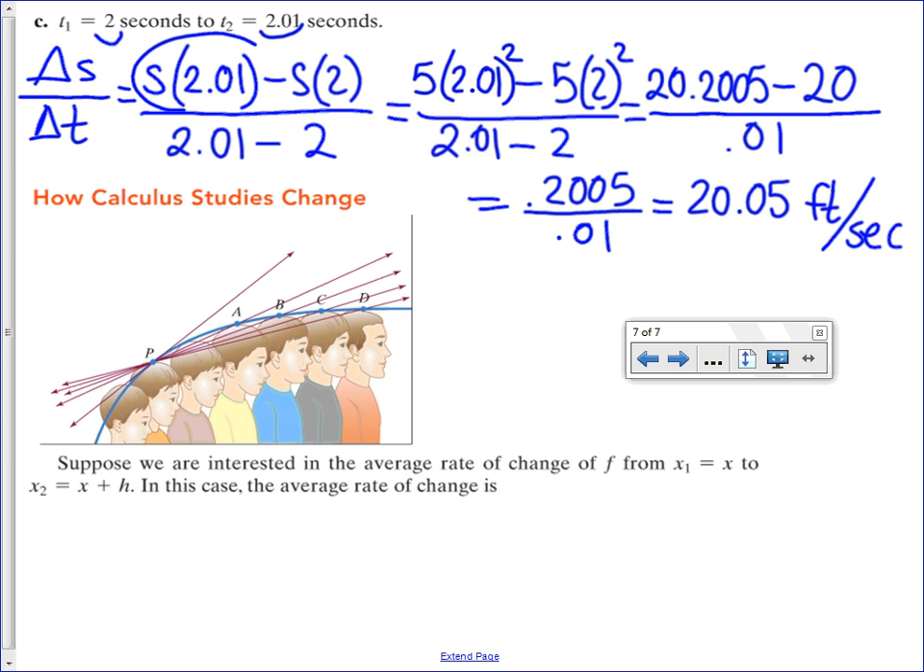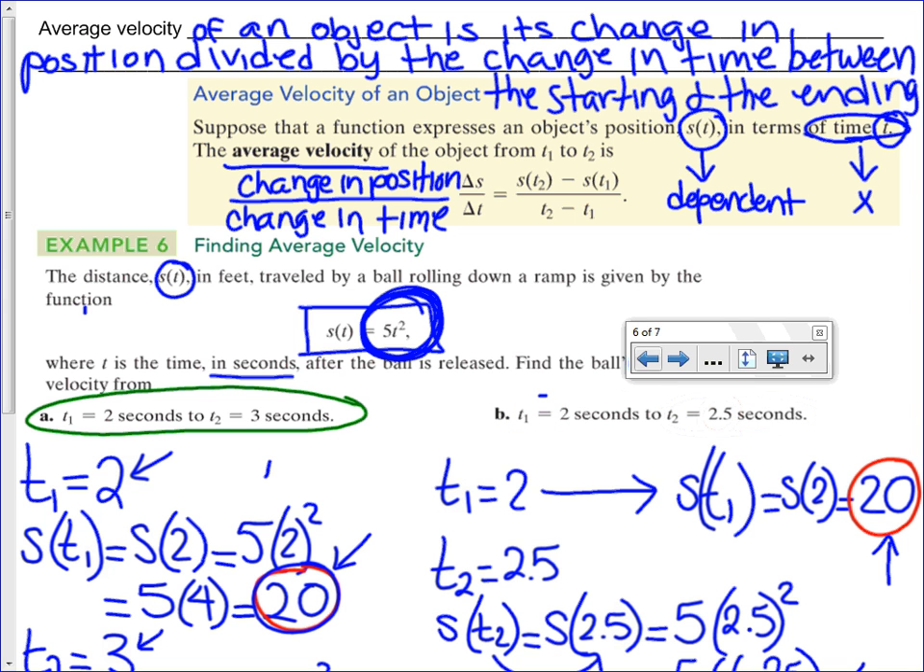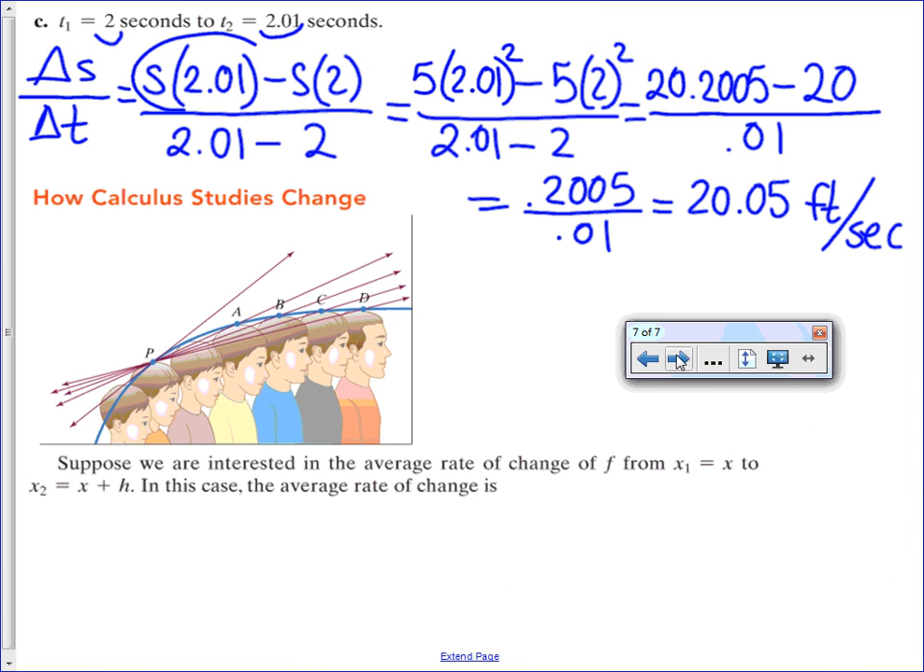And so that is the end of the problems. Now, I would like to just make an observation here. You notice the first problem that we worked on, we went from 2 seconds to 3 seconds. So the time difference was 1 second. Part B, we went from 2 seconds to 2.5 seconds. So the time difference was half a second, or 0.5 seconds. Now, if we look at part C, we went from 2 seconds to 2.01 seconds. And so for that one, the time difference was only 0.01 seconds. So if you notice, the intervals are getting smaller and smaller.